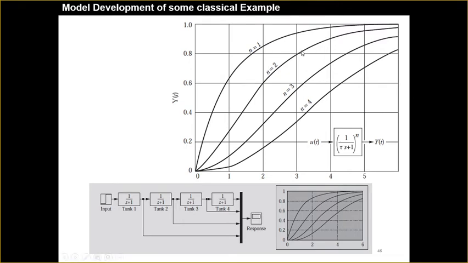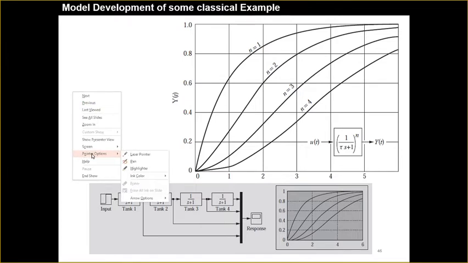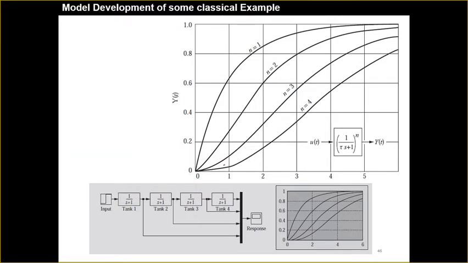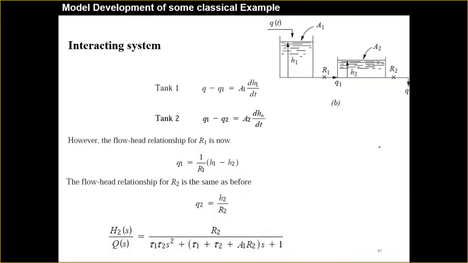So if you are taking n number of tanks, you can say that the response will become slower and slower. So this is for the single tank, this is for the double tank, this is for the triple tank, and so on. When the number of tanks increases, your response will go slower. It is like this. You can simulate the system on MATLAB. Okay. Now come to the next.